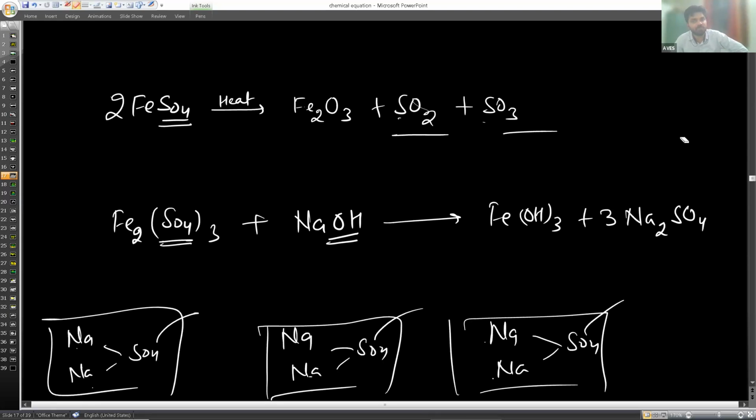Yeah, I understand now. So here 3 sulfate ion, and this 3 sulfate ion. Total 6 sodium ion. And how many sodium ion are there? Only 1. So I have to multiply it by 6. Got it? Yeah, I got it. Now this one, where Fe, how many Fe are there? 2 Fe. And how many Fe are there? 1 Fe. You have to multiply it by 2.